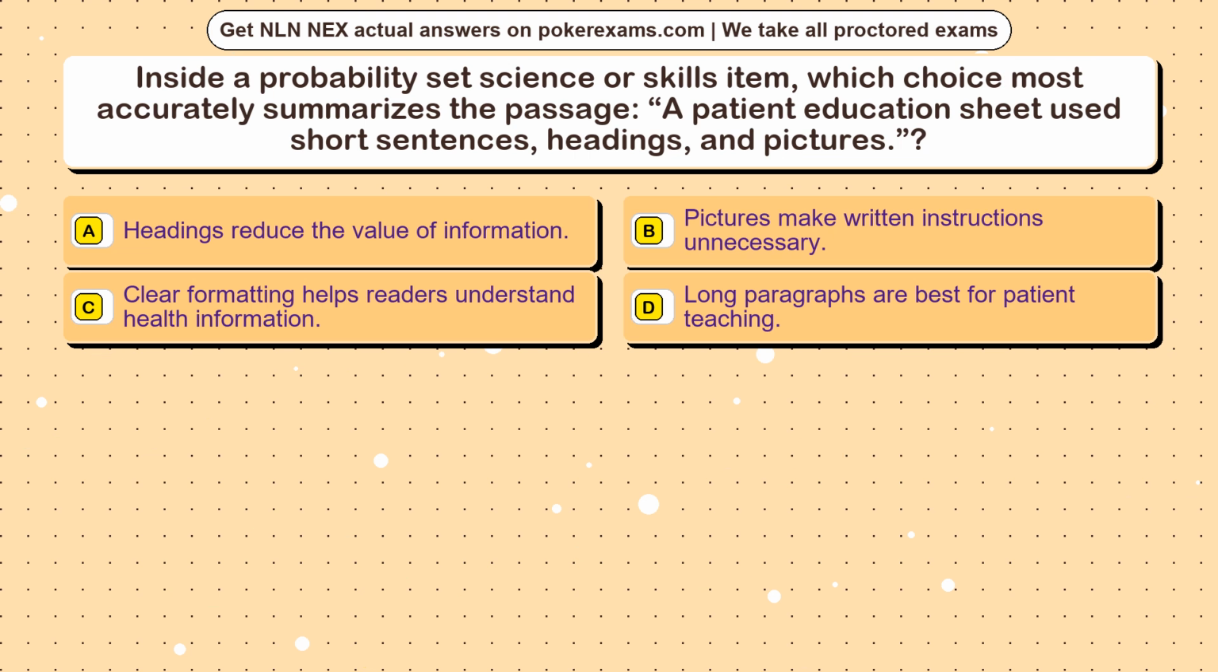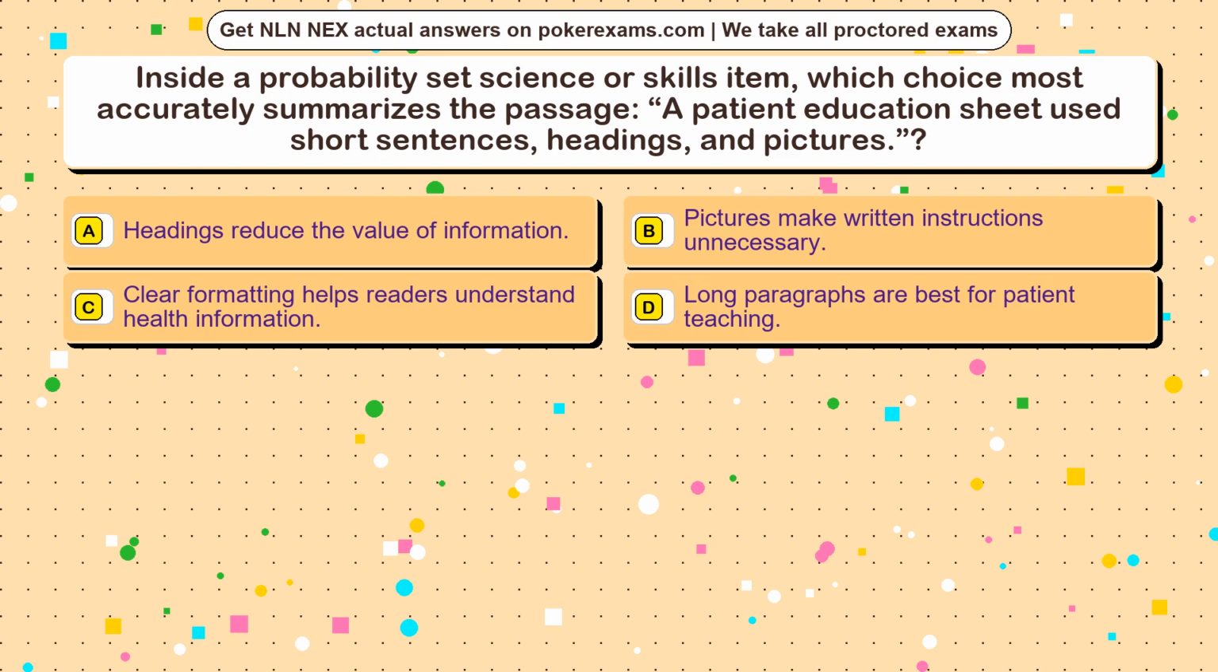Question 24. Inside a probability set science or skills item, which choice most accurately summarizes the passage? A patient education sheet used short sentences, headings, and pictures. Option A, headings reduce the value of information. Option B, pictures make written instructions unnecessary. Option C, clear formatting helps readers understand health information. Option D, long paragraphs are best for patient teaching.